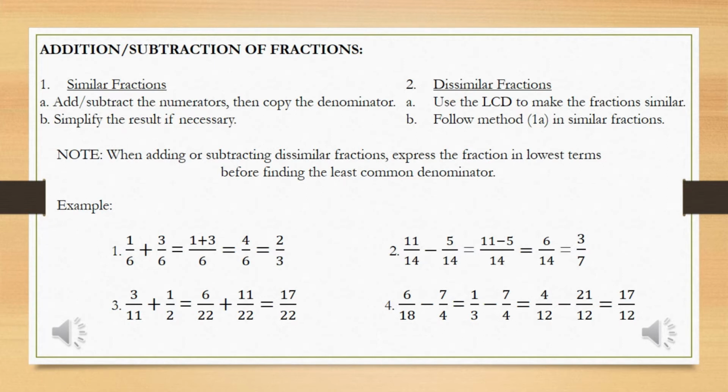And in number 4, 6/18 minus 7/4 is equal to 1/3 minus 7/4. But, Ma'am, what happened to 6/18? As you can see, we can simplify directly 6/18. So it would be easier for us to add or subtract. So the new fraction is 1/3 minus 7/4. So we will find the least common denominator, which is 12. So 4/12 minus 21/12. 4 minus 21 is equal to 17/12.